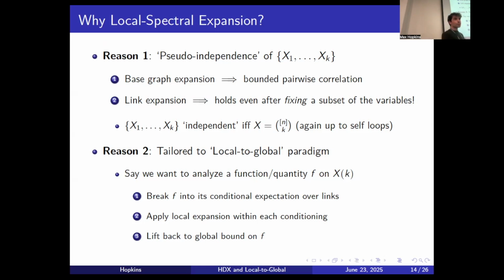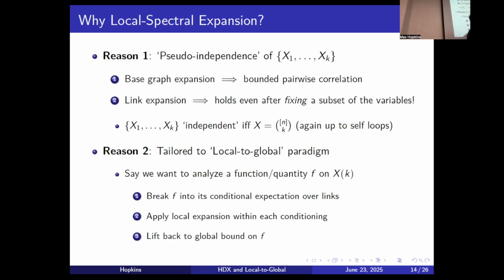So I apply my local spectral expander locally within these broken down quantities. And then I'll try to lift this back up to a global bound on xk. And we'll see that, of course, things typically go wrong around 2 and 3, and it takes a lot of work to make this actually work. But many of the applications are at a very high level just following this paradigm.